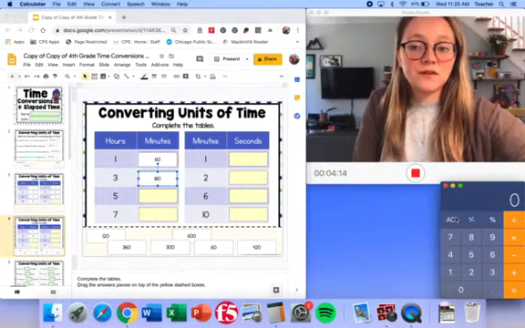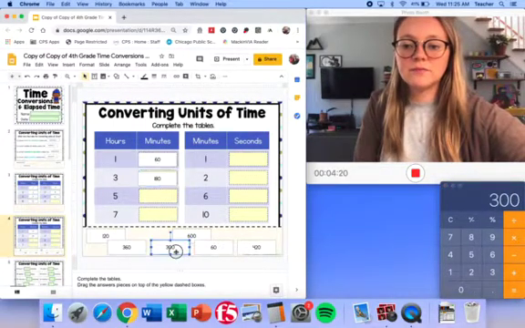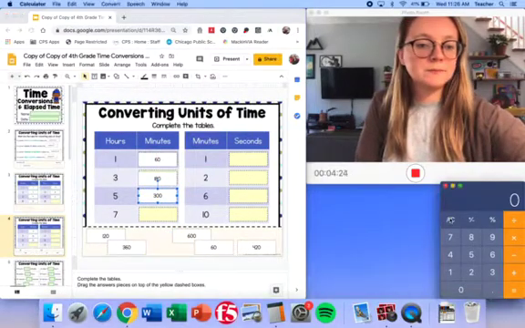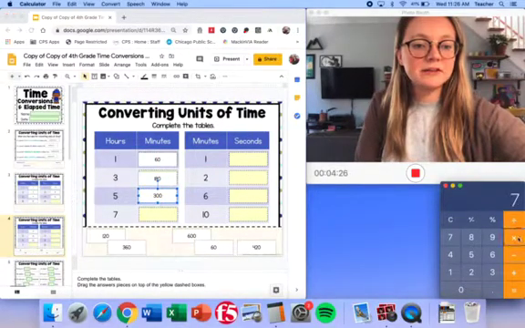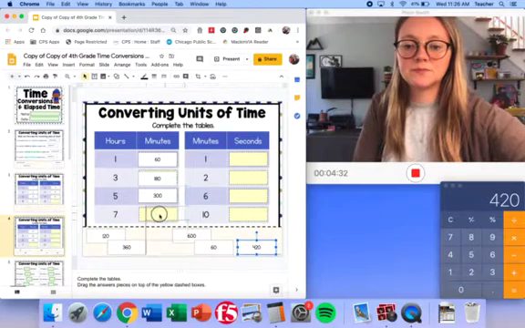Then it wants to know for 5 hours, 5 times 60 is 300. So there are 300 minutes in 5 hours. And then 7 times 60, in 7 hours, there's 420 minutes.